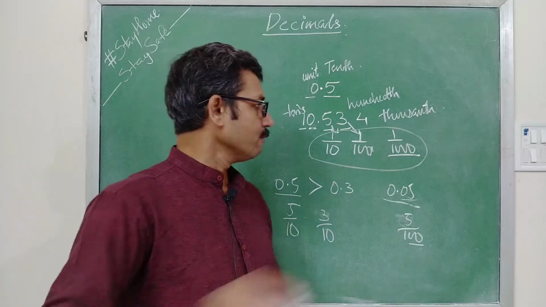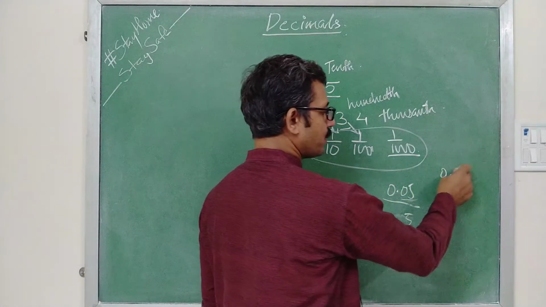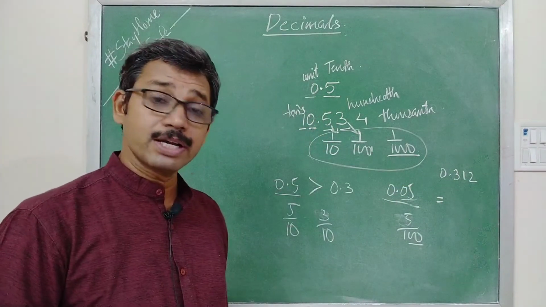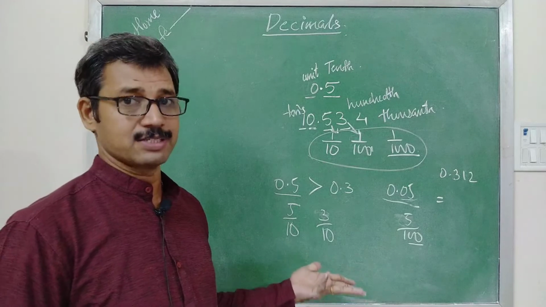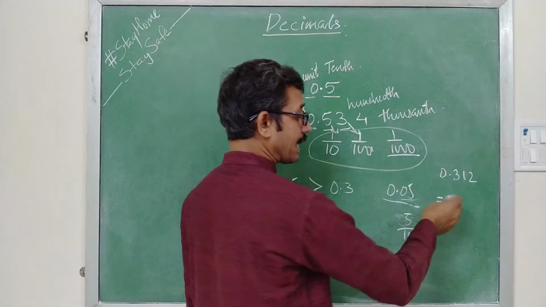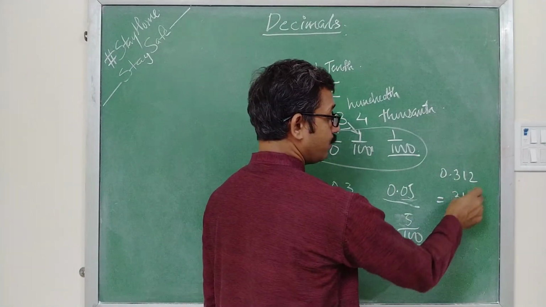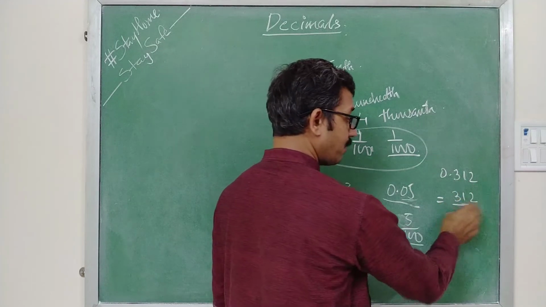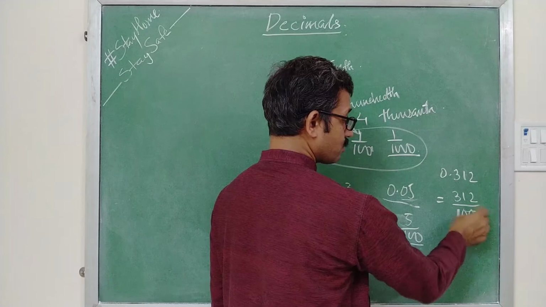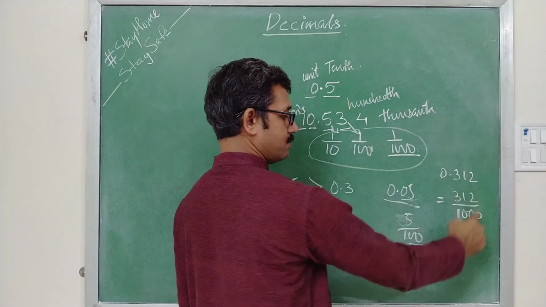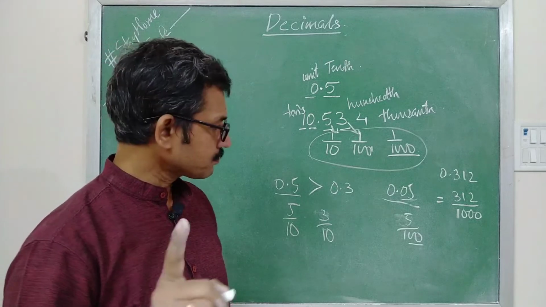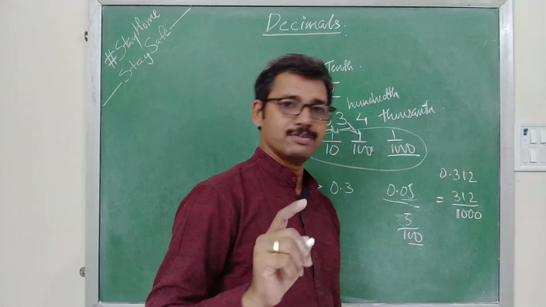Like that you can. For example, 0.312. How can we convert it into a normal fraction? Then we can write this as 312. How many places? 1, 2, 3. Correct? So what will you use? 1 with 3 zeros, 1000. Why? Because 3 decimal places. It is the easy way to understand. Getting? So like that we can convert.